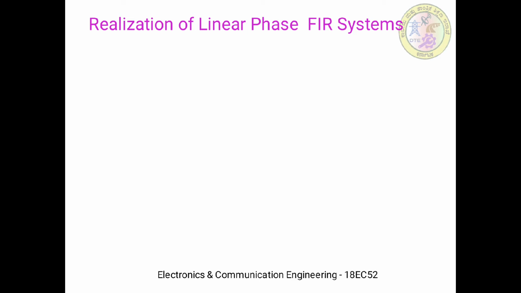Before starting the realization of linear phase FIR systems, let us know some of the basic terms related to linear phase FIR systems. Devices like amplifiers and filters are often categorized by their amplitude or phase responses. The amplitude response is the ratio of output amplitude to input amplitude, usually taken as a function of frequency. Similarly, the phase response is the phase of the output with input as a reference.